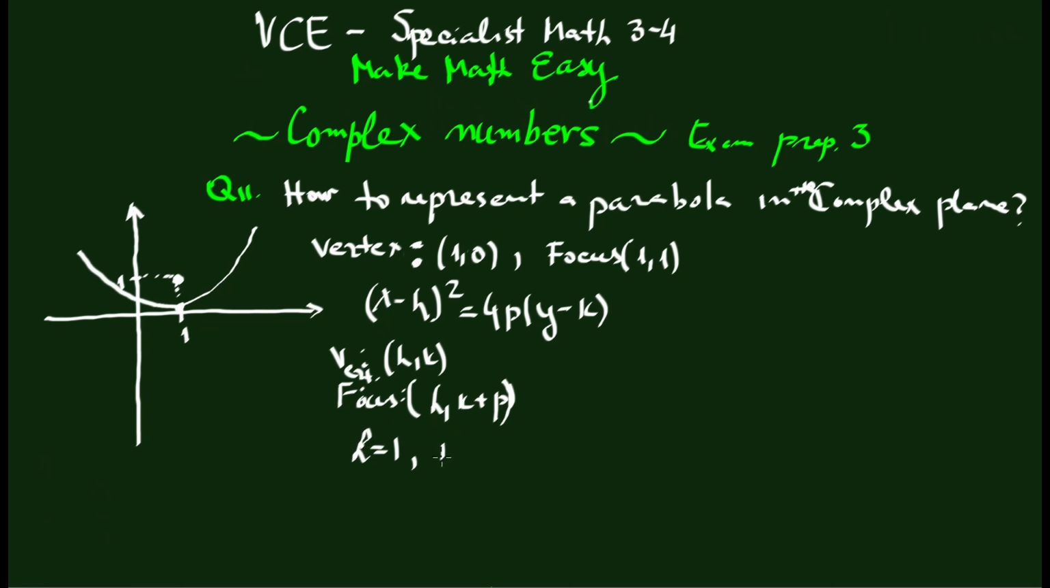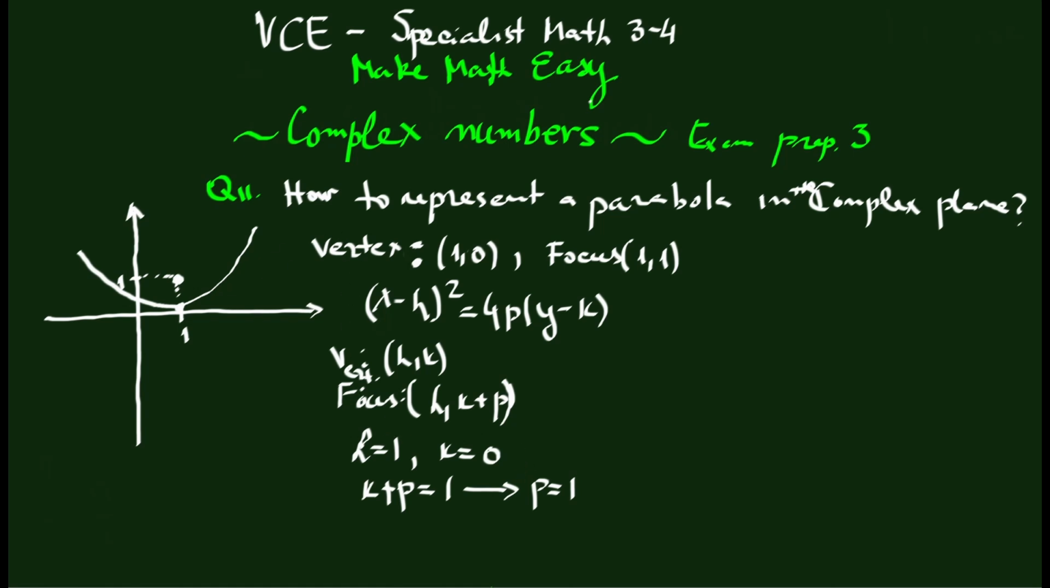Then you have k equals 0, vertex (h, k). And what's our p? From the focus, you have k plus p equals, what's the focus? 1. From there, because k is 0, it follows p equals 1.